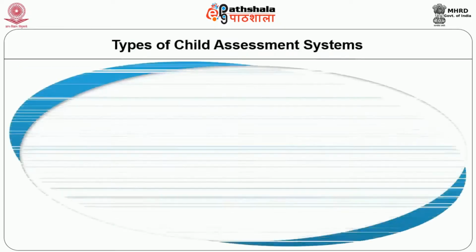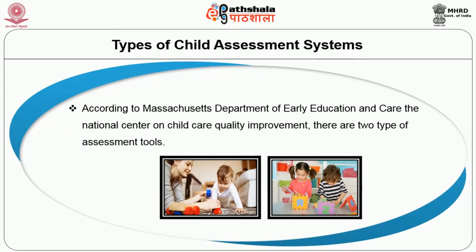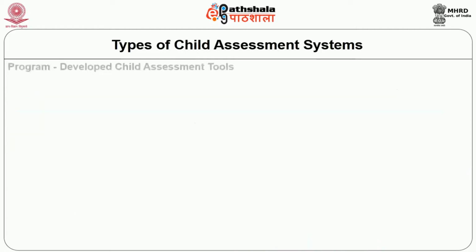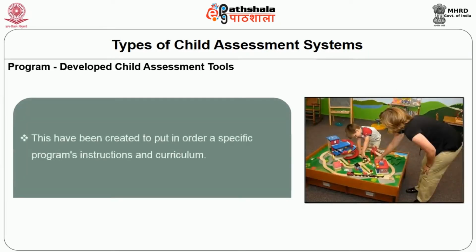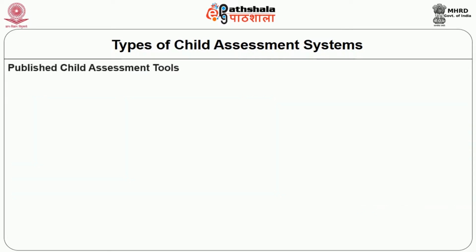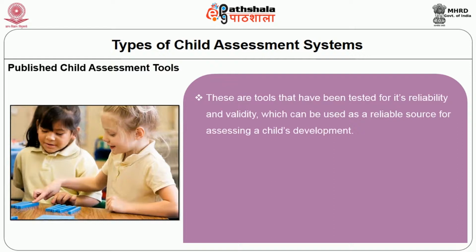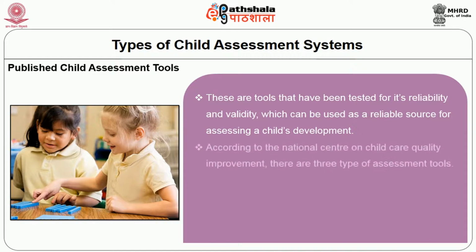Types of child assessment. According to the Massachusetts Department of Early Childhood Care and Education and the National Center on Child Care Quality Improvement, there are two types of assessment tools. Program developed child assessment tools have been created to put in order a specific program's instructions and curriculum. Published child assessment tools are tools that have been tested for their reliability and validity, which can be used as a reliable source for assessing a child's development.